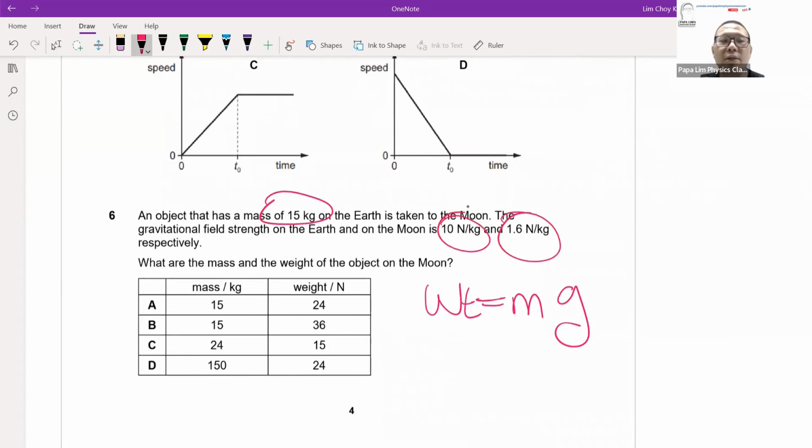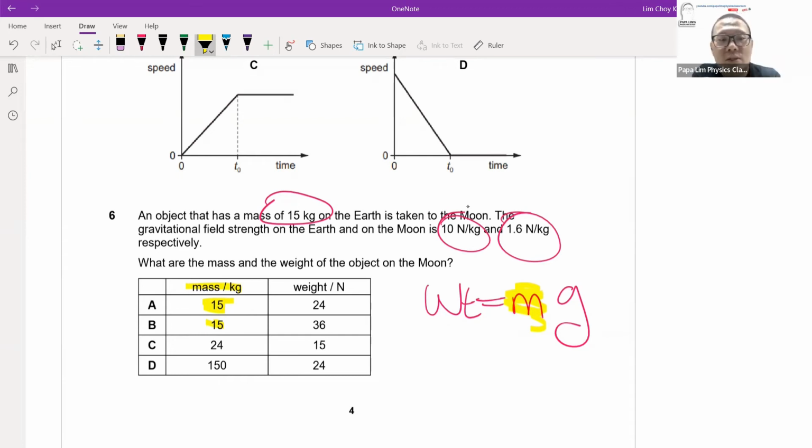gravitational field strength. As we always tell students, mass by definition is the amount of matter in the object. So regardless of location, whether on the moon or at different parts of the earth, the amount of matter remains the same, so mass remains constant. I believe most students are aware of this, because this is quite a common question that appears very often.